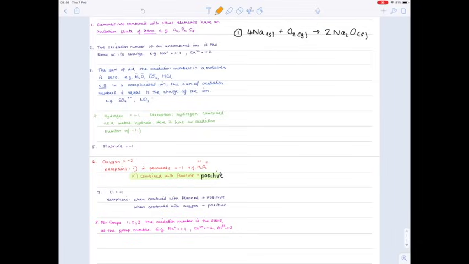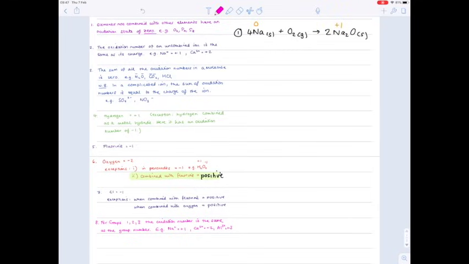Starting with sodium, according to rule 1, elements not combined with other elements have an oxidation state of 0. So here we know sodium has an oxidation state of 0. Looking at it in sodium oxide, according to rule 8, for groups 1, 2 and 3, the oxidation number is the same as the group number. Sodium is in group 1, which is why its oxidation number here is +1.